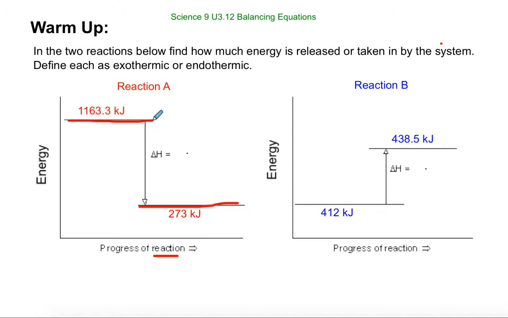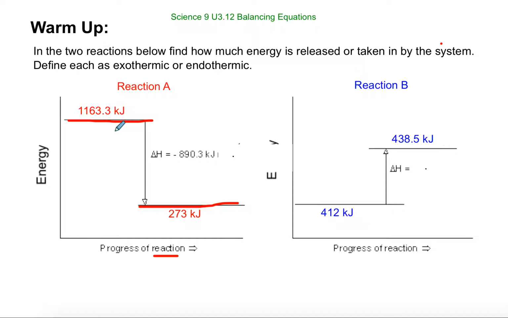Great. Okay, so in this first one, the energy dropped from here to here, and so if you subtract the two, you should end up with 890.3 kilojoules, and that's the change, and it's negative because it's going from a higher number to a lower number.